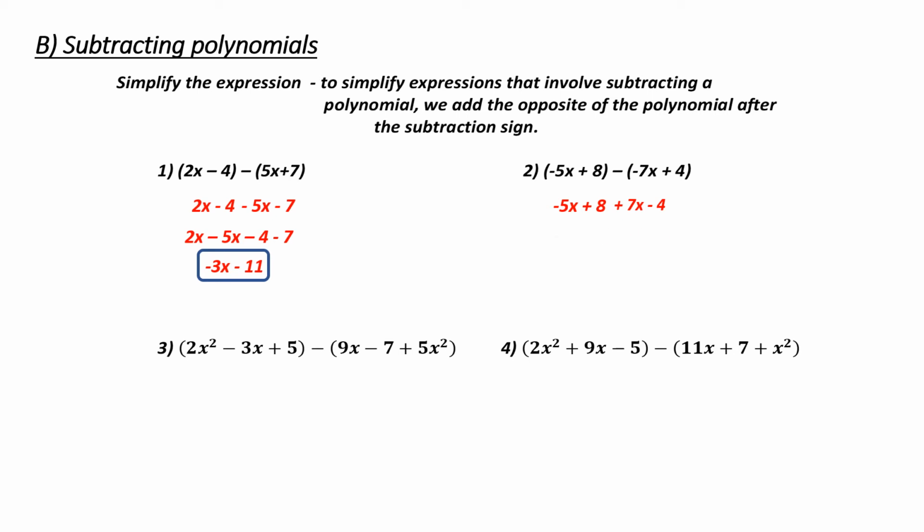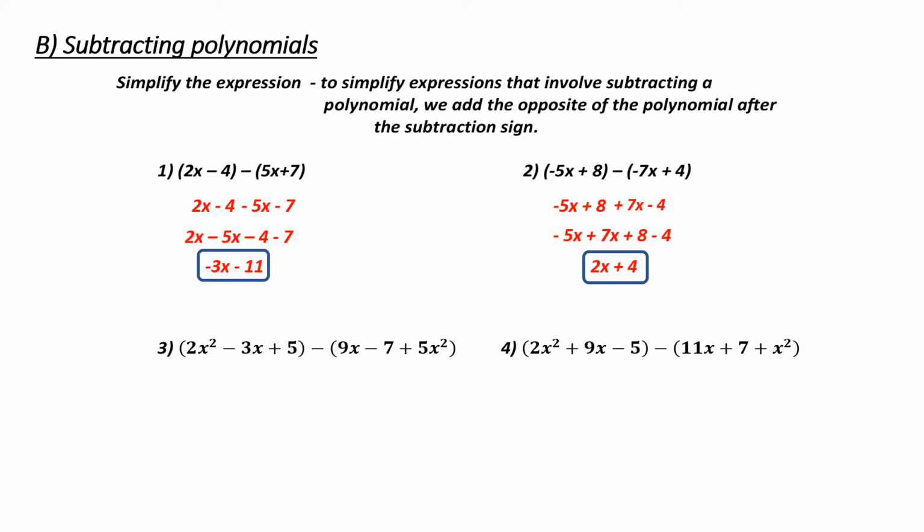At this point, I'm going to collect my like terms, which are negative 5x plus 7x and 8 minus 4. So negative 5x plus 7x is 2x. 8 minus 4 is positive 4. These are not like terms, therefore that is my final answer.